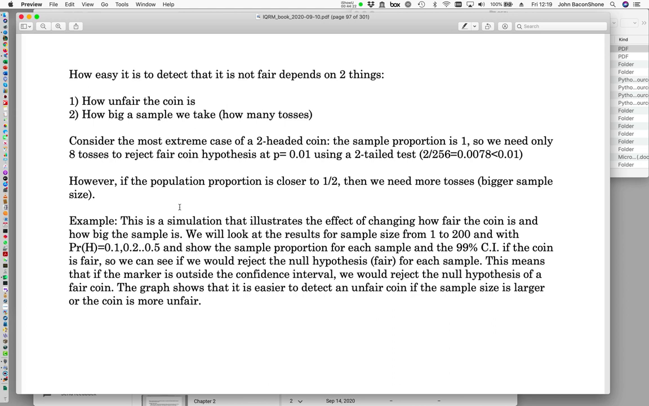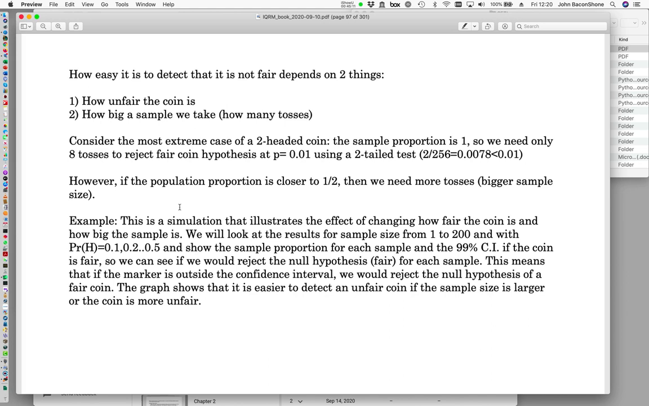So we know that 8 tosses are sufficient for us to be able to reject the two-headed coin if we do our test. Now, of course, if I look at a two-headed coin, I know for sure that it's unfair, but we're assuming all we know is the outcome in terms of how many heads or tails we get. But of course, if that coin is not so unfair, we will need more tosses. So 8 is the minimum number of tosses to reject at 1%. But obviously, if that coin is nearly fair, we might need a very large sample in order to be able to reject the hypothesis of a fair coin.